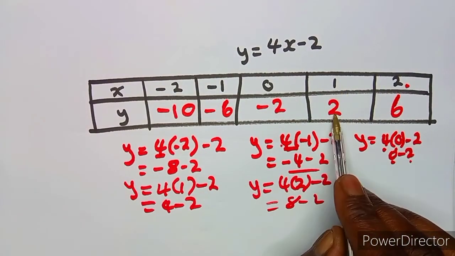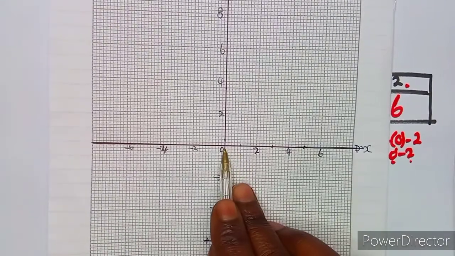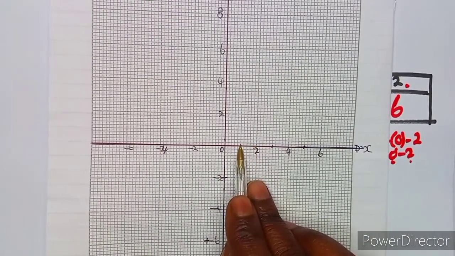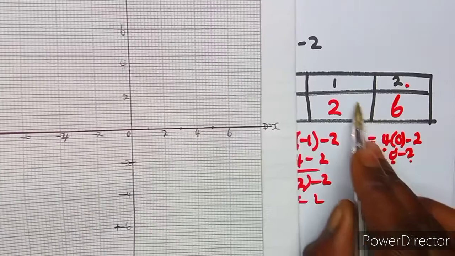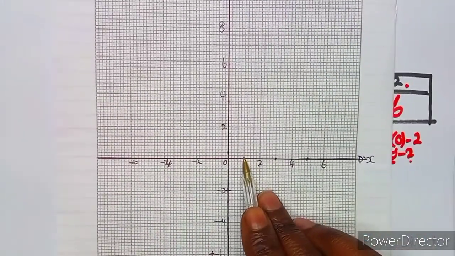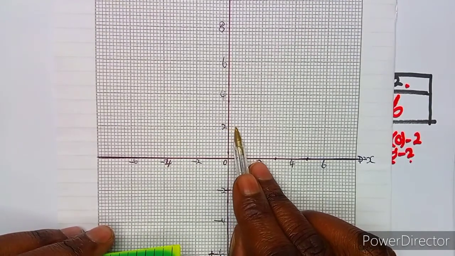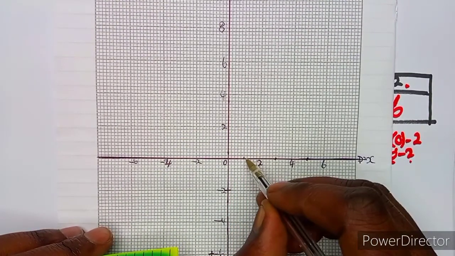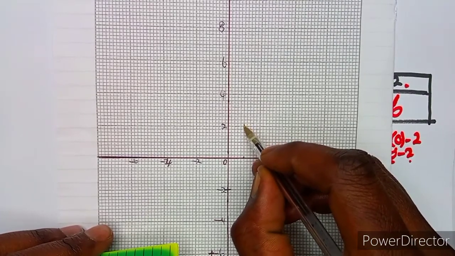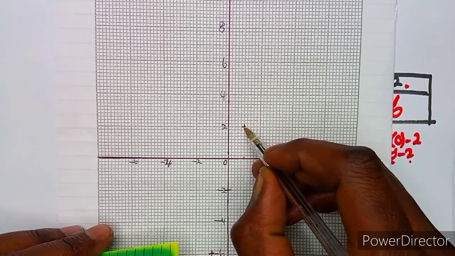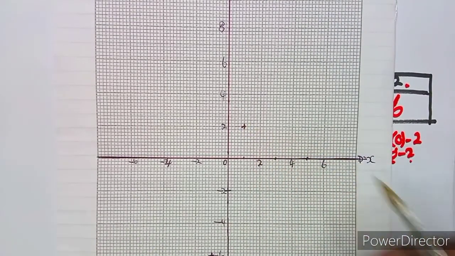Then you've got 1 and 2. So x is 1, which is in between 0 and 2. So that's at this point, and y is 2. So we've got x, which is 1, and y, which is 2. Where these two meet, it's 1 2 3 4 5, just in between, depending on the scale and the graph paper that you are using. But what you just need is to mark these points.